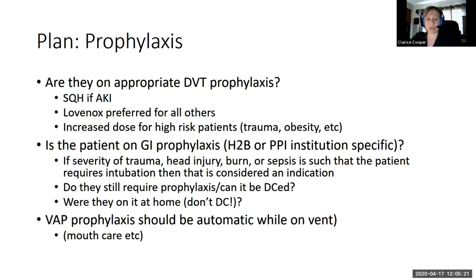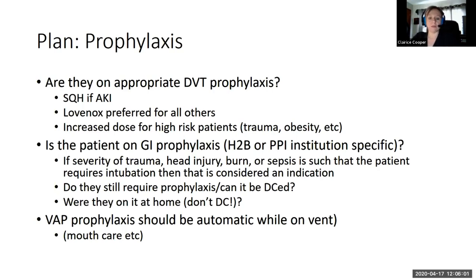So typically we use intubation as a surrogate for the severity of these diagnoses. And if they're requiring intubation or mechanical ventilation as a result of these diagnoses, then they should be on GI prophylaxis. And once they have stabilized enough such that they no longer require mechanical ventilation, then typically that's a time when you can discontinue it. However, that may also be intensivist specific or institution specific, and so do make sure you know your environment.